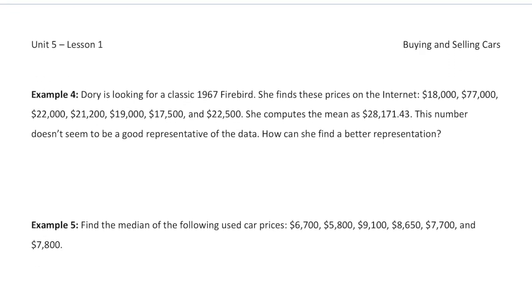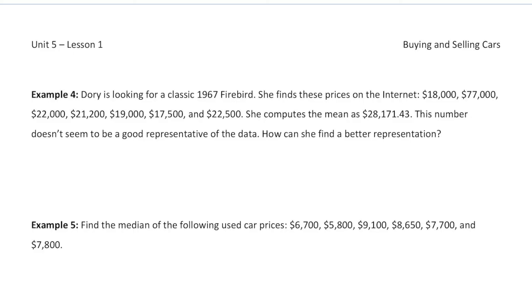So in example 4, here's one that's different. You have Dory, who's looking to find a classic 1967 Firebird. She's looking at prices online, and she's trying to find, well, what's a reasonable price to pay for one? And she sees 18,000, 77,000, 22,000, 21,200, 19,000, 17,500, and 22,500. And so she calculates the mean as $28,171.43. And she's thinking to herself, 28,000, wow, that's way more than almost all of them. That doesn't seem like a good representative of the data.